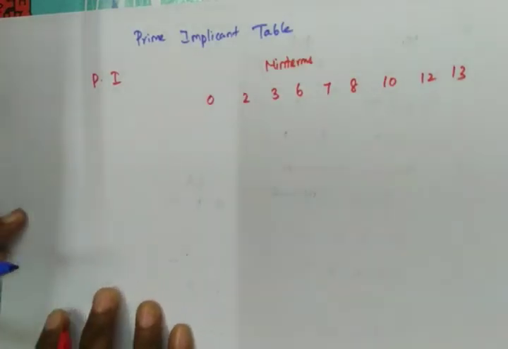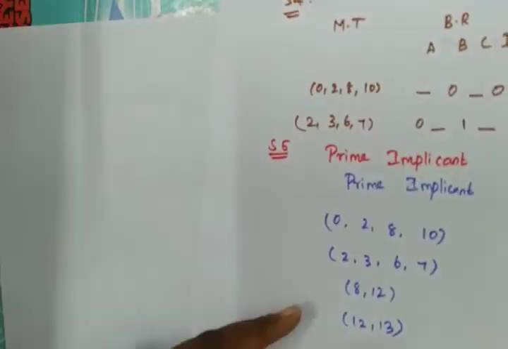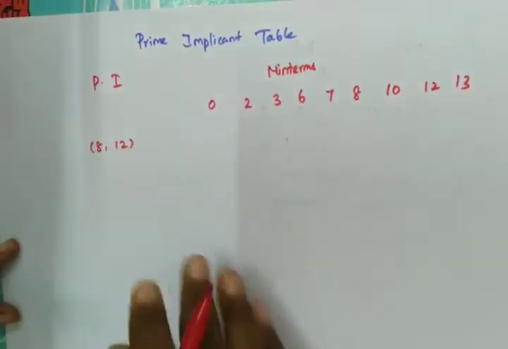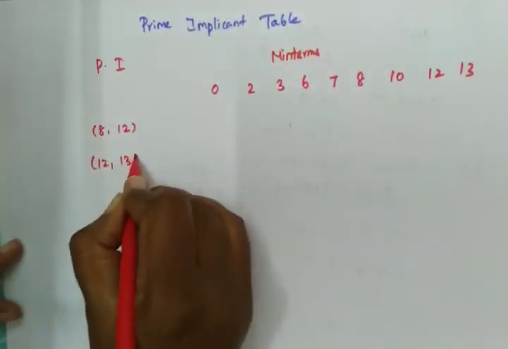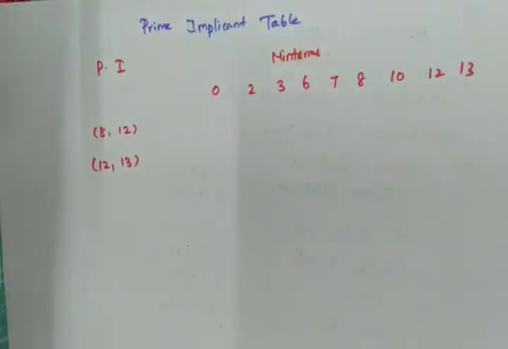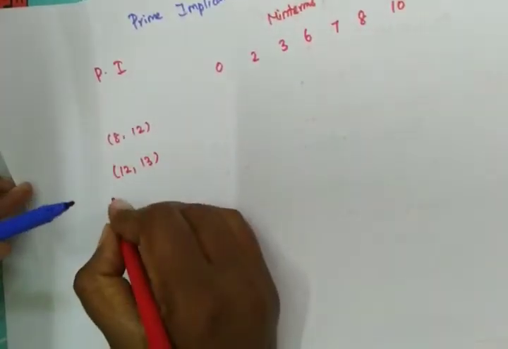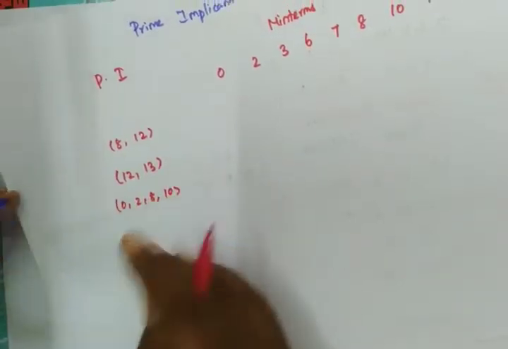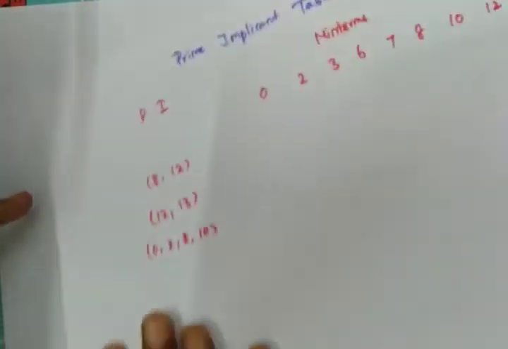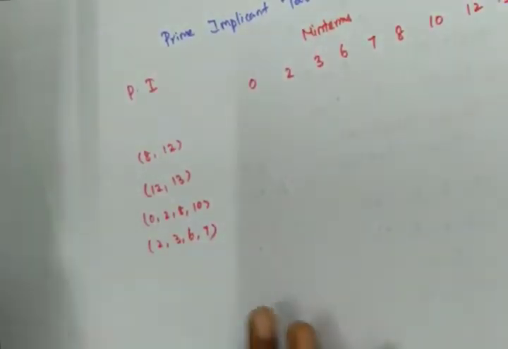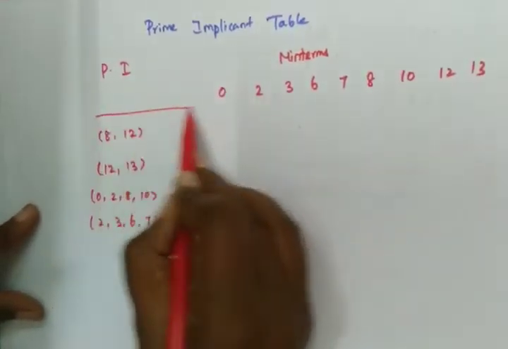This is the number which is present in the question. Now what we have seen in the previous step: what are the prime implicants? 8, 12, then 12, 13. Then the last prime implicants from the previous step are 0 to 8, 10 and 2, 3, 6, 7. Now what we have to do is, this is a very simple thing.